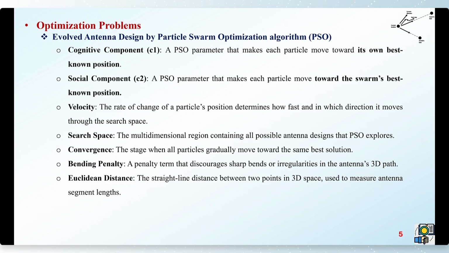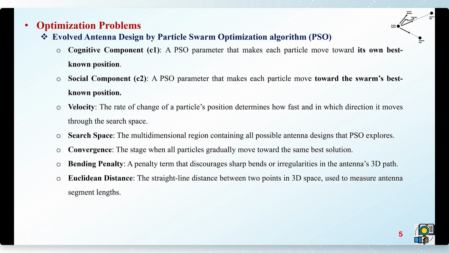Cognitive component, or C1, is a PSO parameter that makes each particle move toward its own best known position. Social component, here known as C2, is a PSO parameter that makes each particle move toward the swarm's best known position. Velocity, the rate of change of a particle's position, determines how fast and in which direction it moves through the search space. Search space, the multidimensional region containing all possible antenna designs that PSO explores.